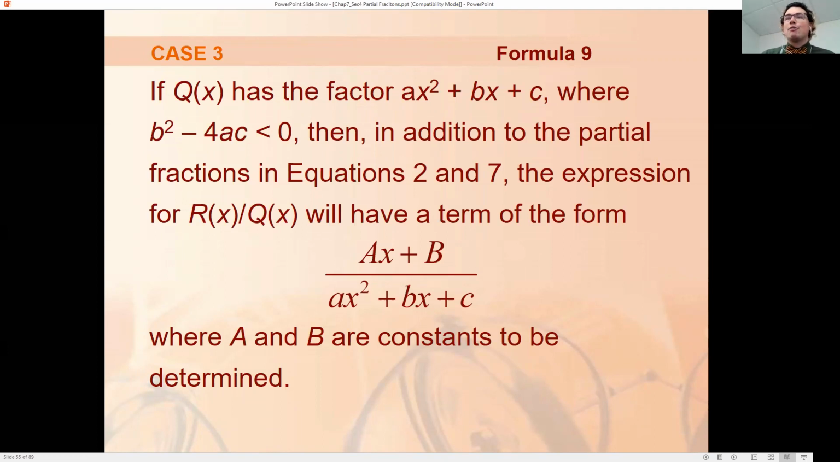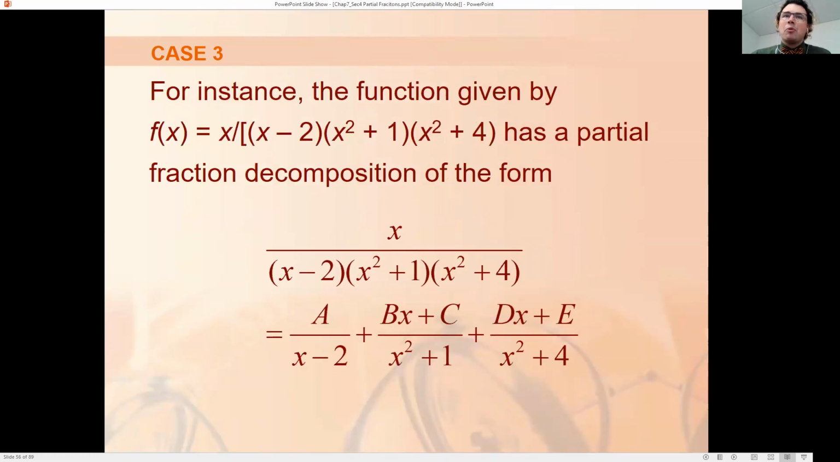Because in the quadratic formula, I've got my square root of b squared minus 4ac. If that is negative, well, that means I'm not going to get real solutions for my quadratic because I can't take the square root of negative numbers and get a real solution. So when that happens, that's how I know I've got irreducible quadratic factors. So what are we going to do for partial fractions?